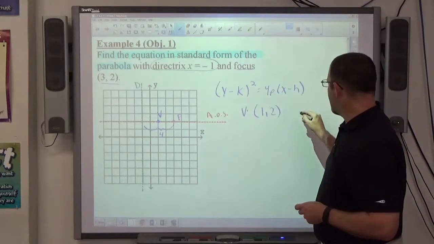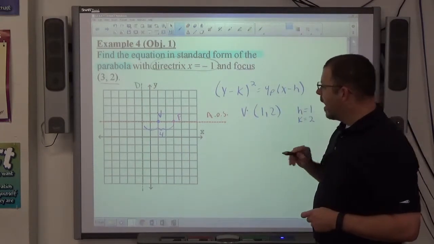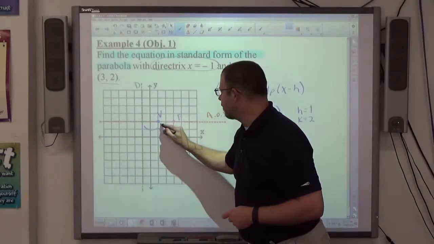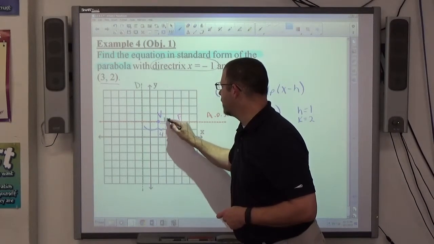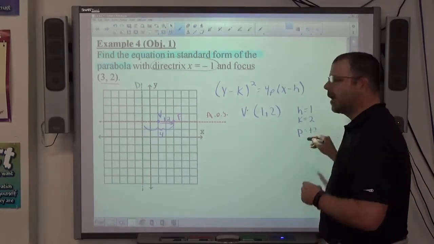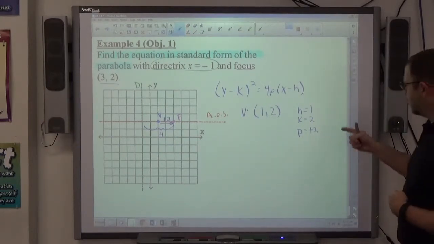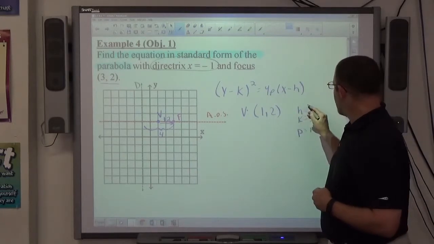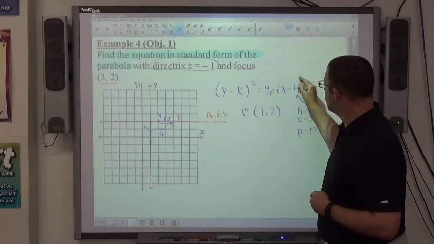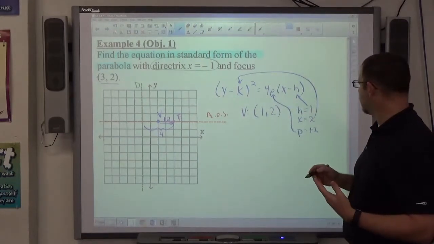That establishes that h is equal to 1, k is equal to 2. And I can see also very clearly if I'm going from my vertex to my focus, I'm going 2 spaces to the right. So p is going to be positive 2. Again, anytime you want to establish p's value, sign and number, go from the vertex to the focus. So p is equal to positive 2, h is 1, k is 2. Just substitute the 3 numbers in, we're going to get our correct equation.